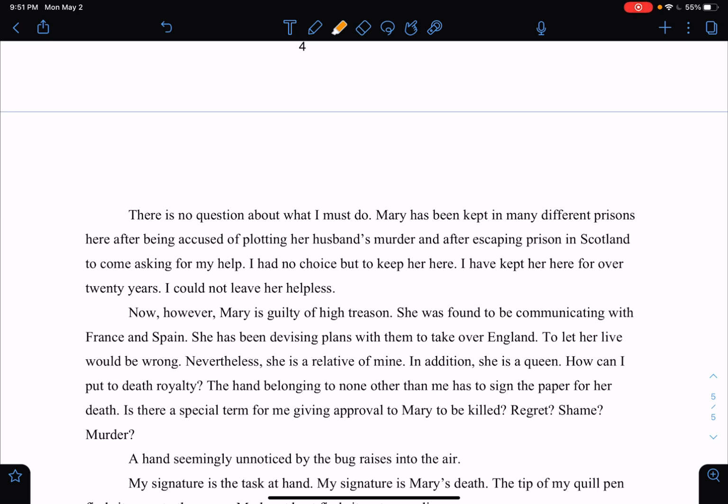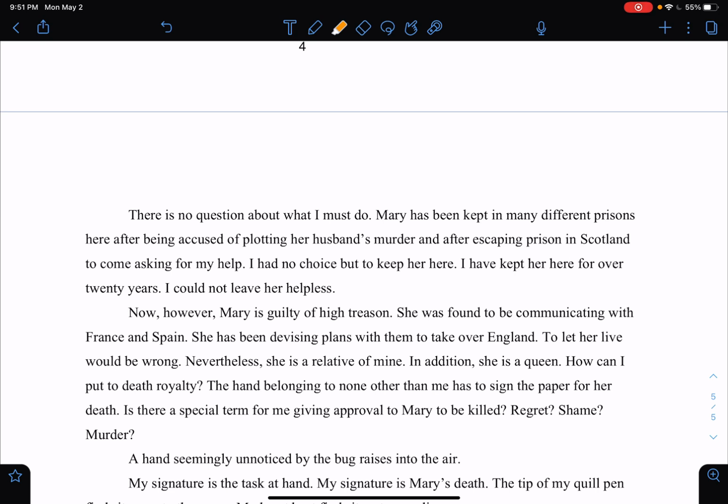"Nevertheless, she is a relative of mine. In addition, she is a queen. How can I put to death royalty? The hand belonging to none other than me has to sign the paper for her death. Is there a special term for me giving approval for Mary to be killed? Regret, shame, murder?" So the conflict here is that she must sign this document that will put her cousin to death. That is the conflict, right?